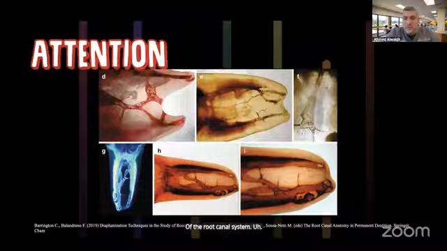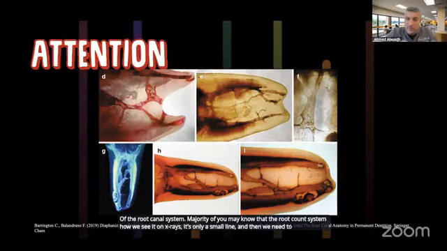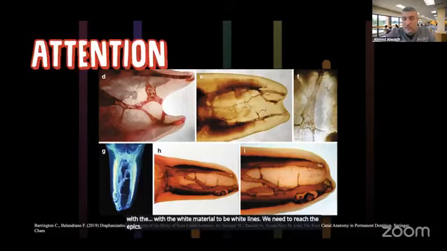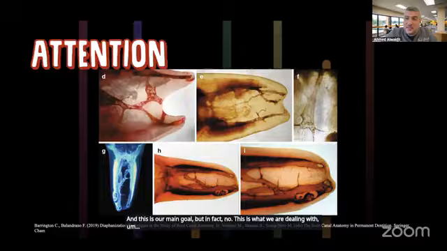Majority of you may know that the root canal system, how we see it on X-rays, is only small lines, and then we need to fill them with the white material to be white lines. We need to reach the apex, and this is our main goal. But in fact, no, this is what we are dealing with. The root canal system is a very complex three-dimensional system.